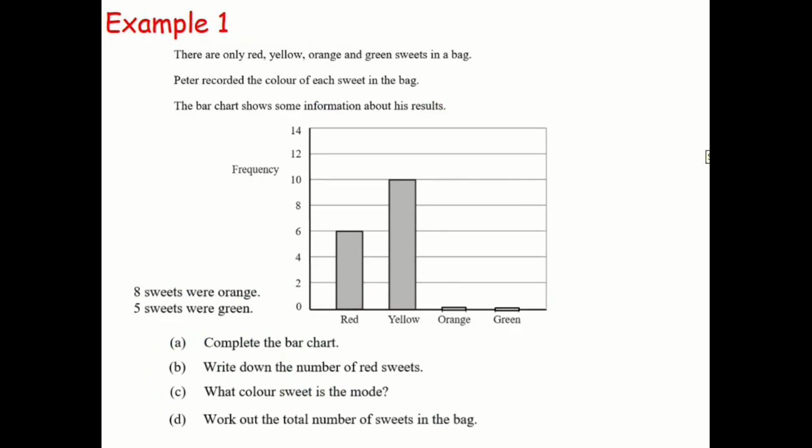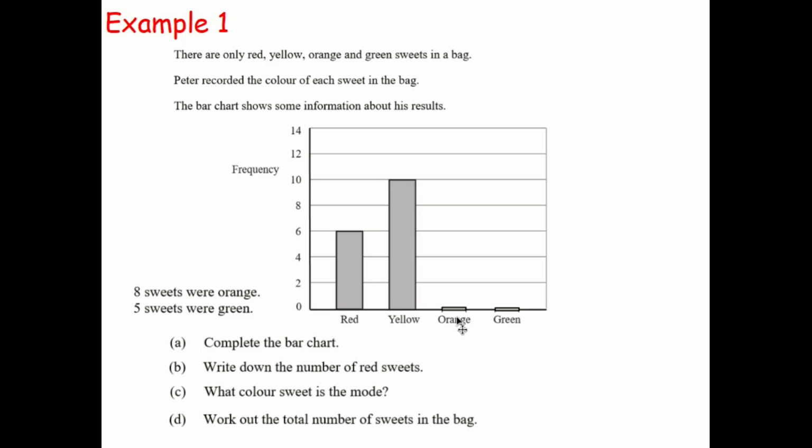So example 1 says, there are only red, yellow, orange and green sweets in a bag. Peter recorded the colour of each sweet in the bag. The bar chart shows some information about his results. So we've got here that there are 6 red sweets, 10 yellow sweets, and we don't know the information for orange and green yet, but we are given it over here. So it says 8 sweets were orange and 5 sweets were green. So part A is complete the bar chart.